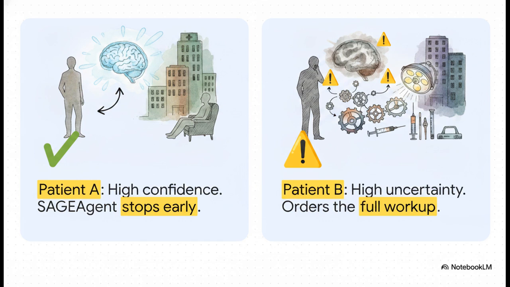Now, patient B. Their MRI is a bit ambiguous. SAGEAgent notes the high uncertainty. The semantic memory rules dictate that when uncertainty remains high and the risk of error is large, the agent absolutely must acquire the next modality. So for patient B, SAGEAgent recommends the full invasive workup. It's a completely personalized approach driven by logical, transparent reasoning.